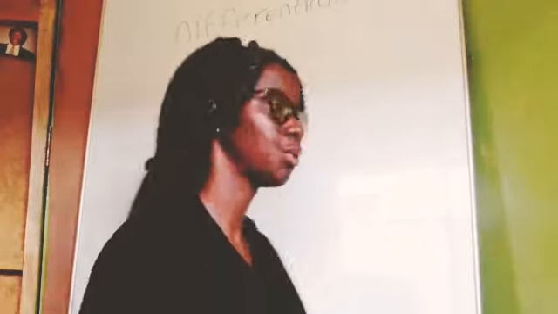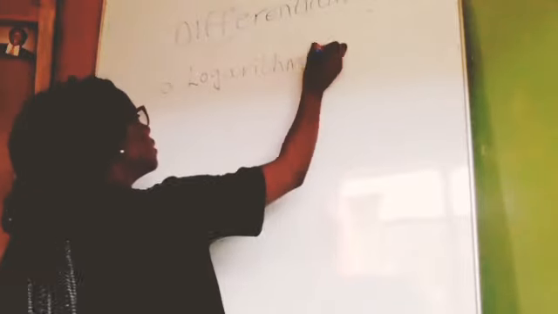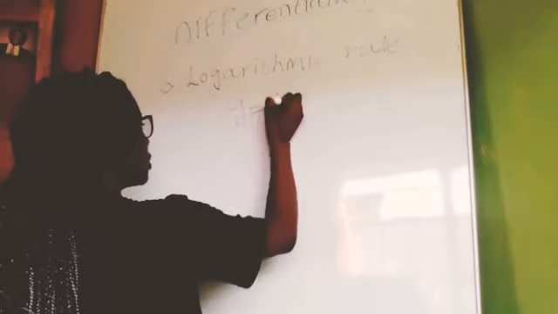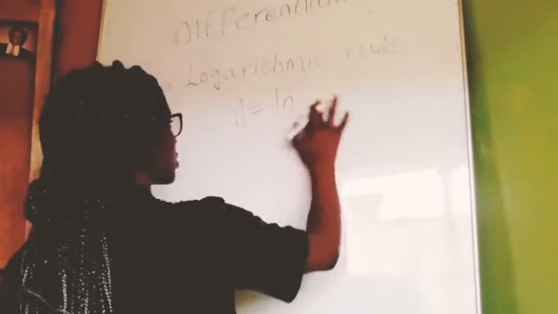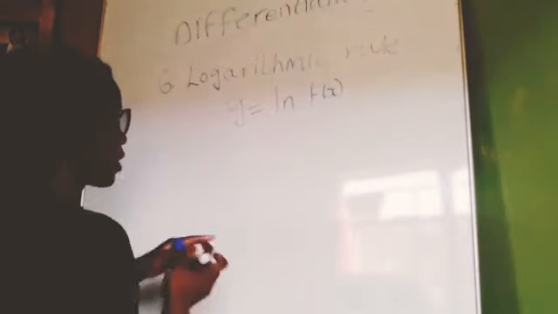Okay. So the next rule we're going to look at is the logarithmic rule. That's the 6th rule, number 6, logarithmic rule. So with the logarithmic rule, from the word logs, of course, you might have an equation in the form y is equal to ln f(x), let me use a function. So you have an equation in that form.